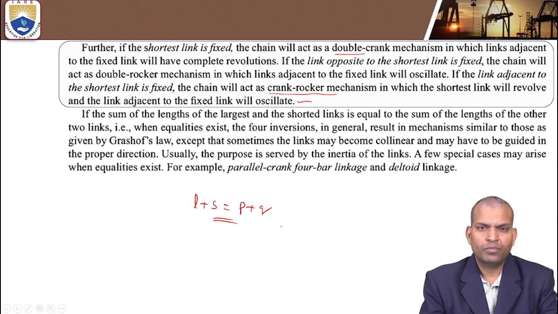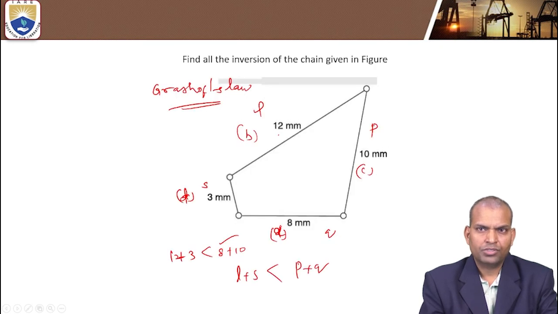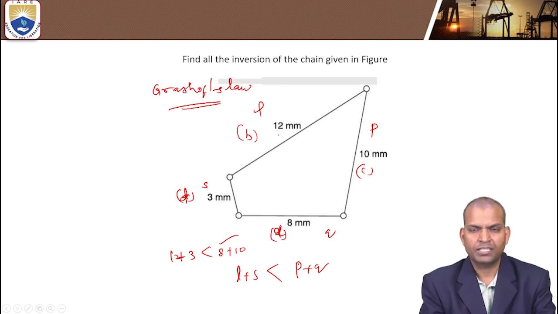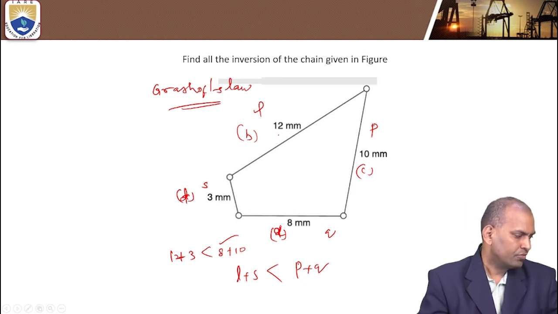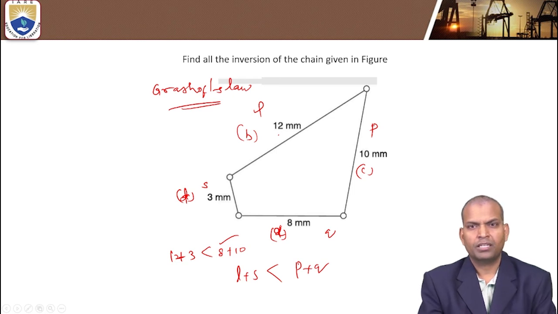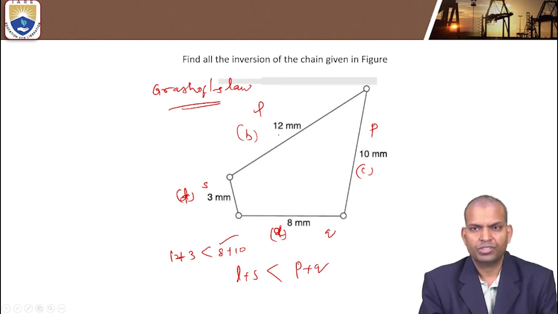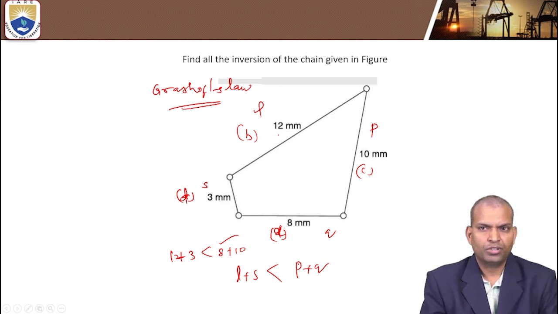And we have solved the problems. One very important problem model is finding the inversions of the chain given in the figure based on the different length values of the various links. So thus we covered completely the four-bar chain linkage inversions and their importance.